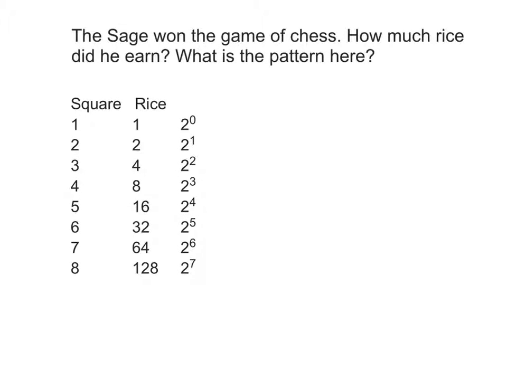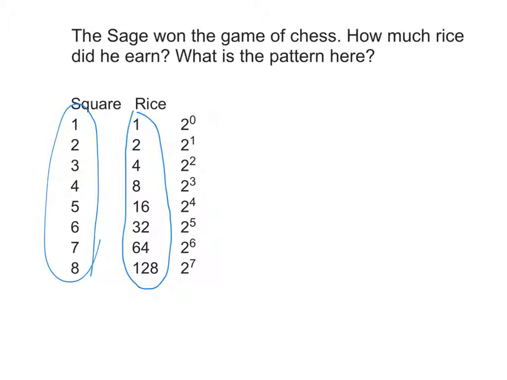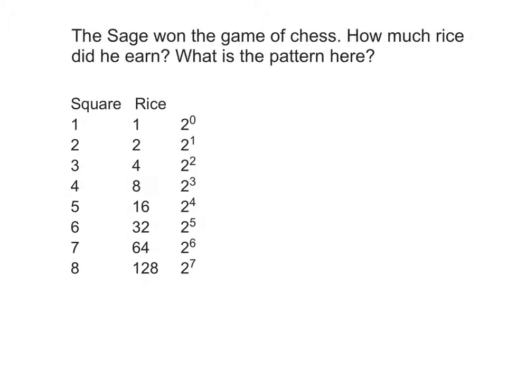On the first 8 squares of the chessboard, 1 to 8, the pattern is 1, 2, 4, 8, 16, 32, 64, 128. As you can see from the table, 1 is the same as 2 to the power 0, 2 is the same as 2 to the power 1, 4 is the same as 2 squared or 2 to the power 2, etc. And by the time we get to the 8th square, we've got to 2 to the power 7, which is 128.